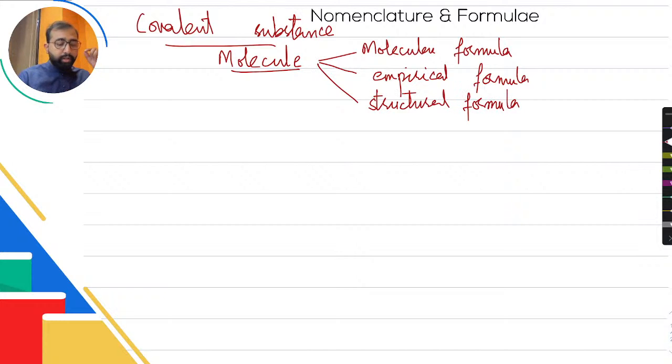When I say glucose, then I'm not saying much about it. I'm just saying glucose, that's a name. But glucose has 6 carbons in it. So I'll say C6H12O6. Now this is my molecular formula. It is telling me the exact number of carbon atoms, hydrogen atoms, oxygen atoms that are present in one glucose molecule.